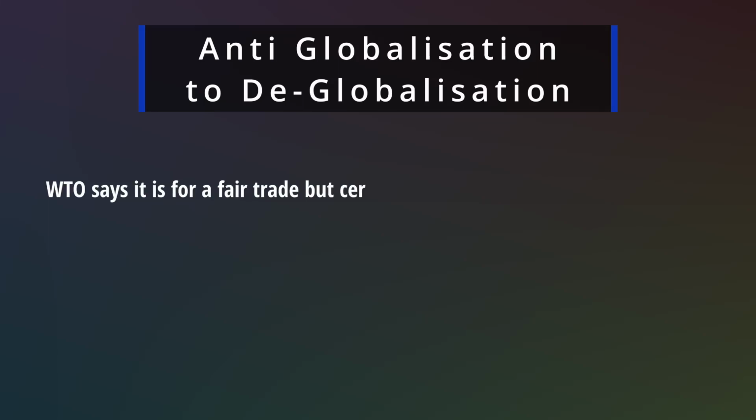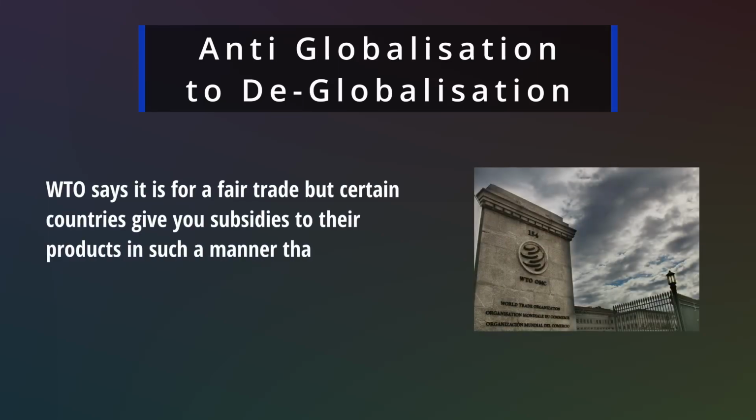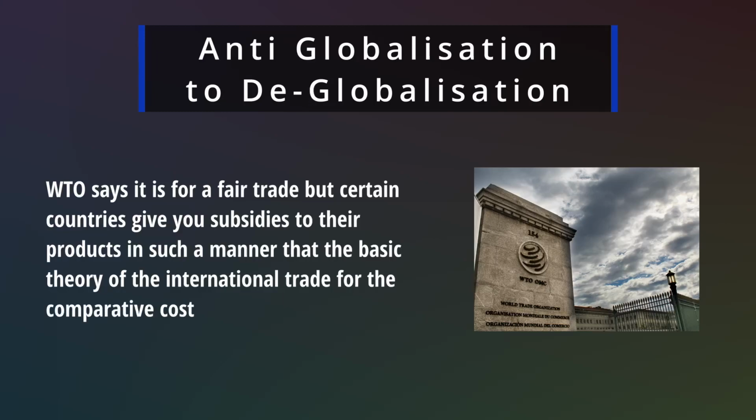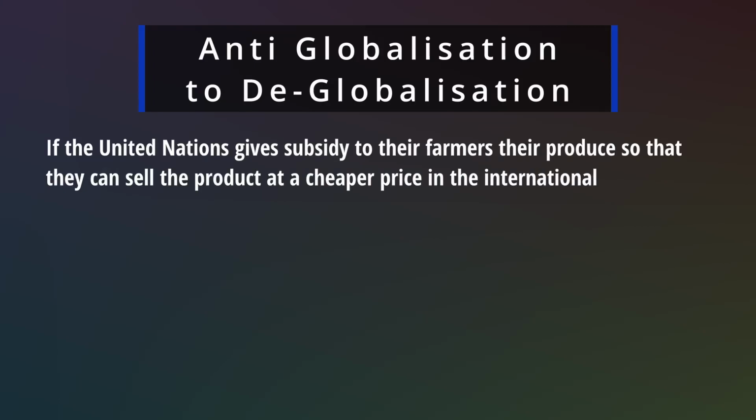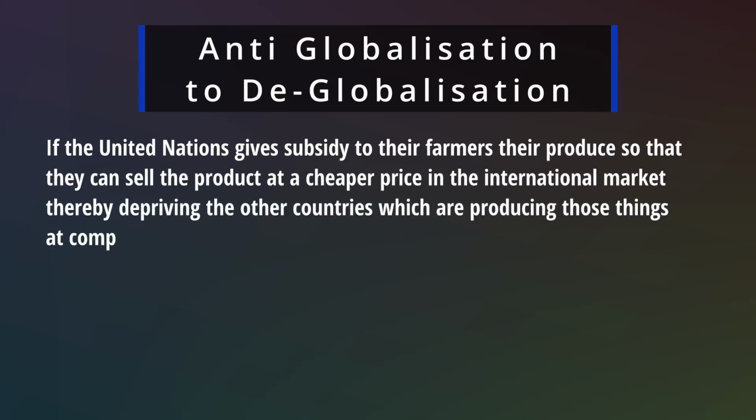Now, the World Trade Organization, though it says that it is for fair trade, what is happening is that certain countries are giving subsidies to their products in such a manner that the basic theory of international trade, the comparative cost advantage, is put to rest. For example, if the United States gives subsidy to their farmers, their produce, in such a manner that they can sell the product at a cheaper price in the international market, thereby depriving the other countries which are producing those things at comparatively lesser cost.